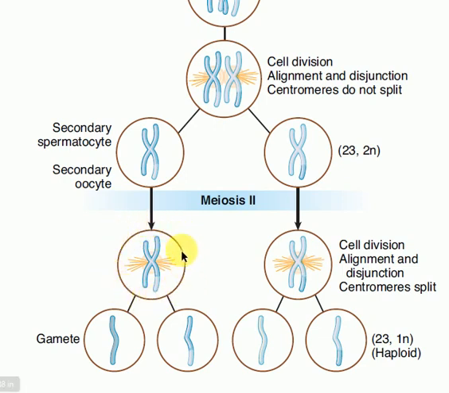This first polar body dies, it's finished. Now what you're left with is a secondary oocyte, which is arrested in the metaphase of the second meiotic division.